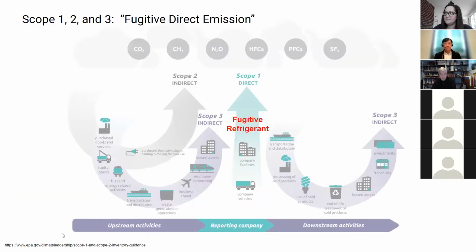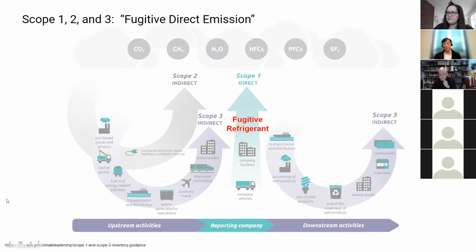Next slide. But the second way to look at it is scope 1, 2, 3. Now, when we look at scope 1, 2, 3, refrigerant is considered a fugitive element that emits carbon under scope 1, direct emission on site.